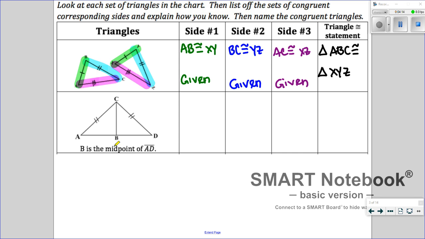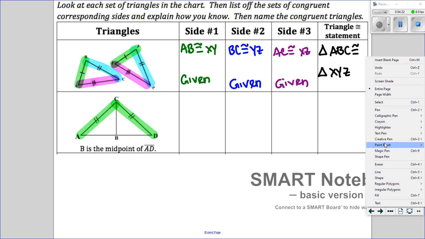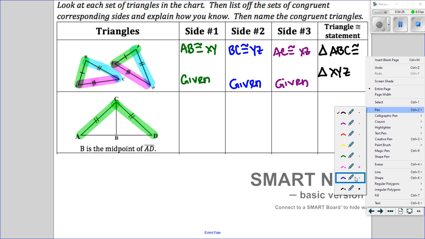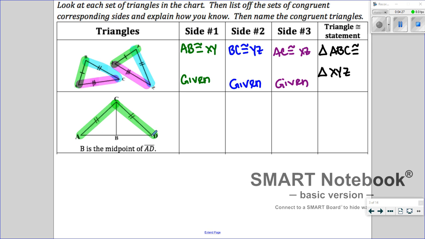Get the green. So I see that AC has the same marking as CD. So I know that they're congruent. The next one, they said that B is the midpoint of AD. So that means AB is congruent to BD. So I put a similar marking.